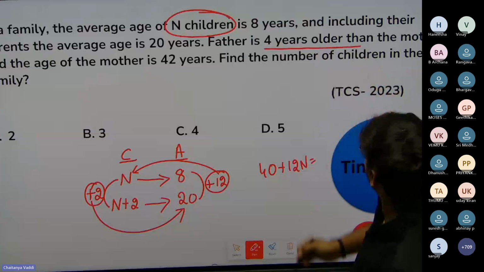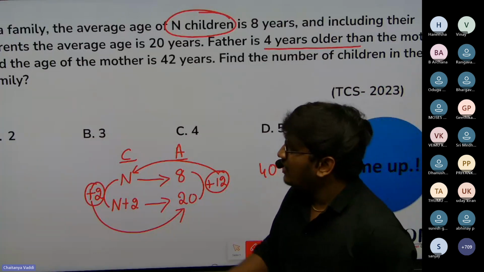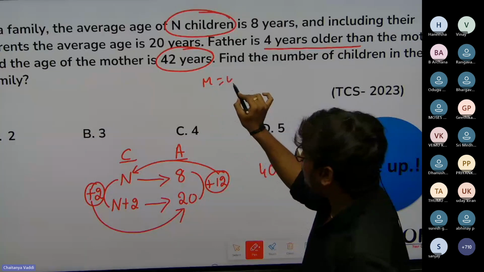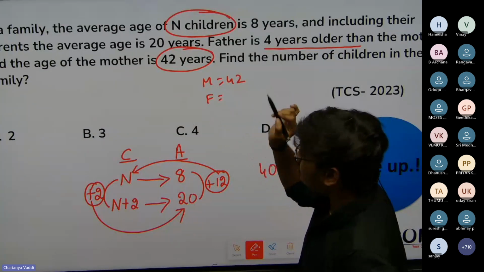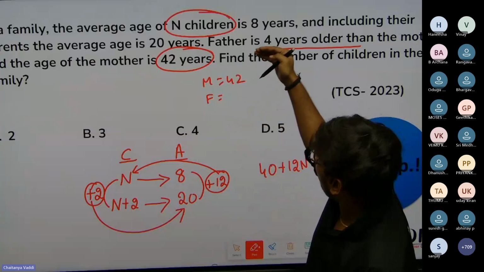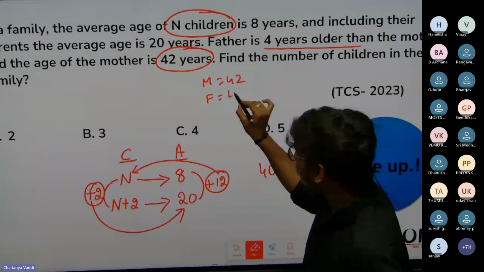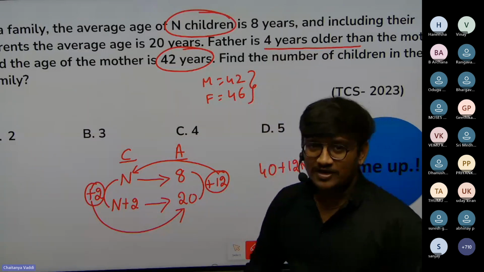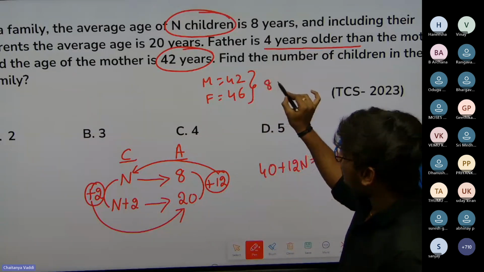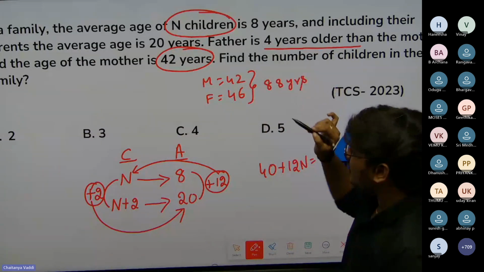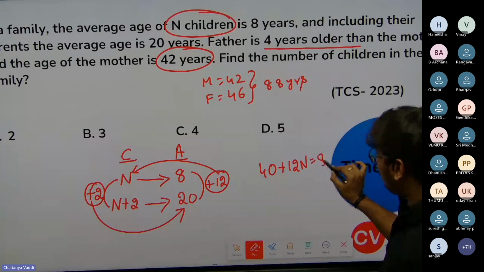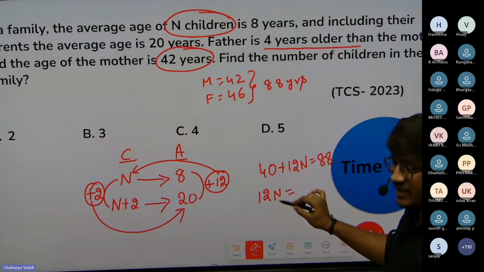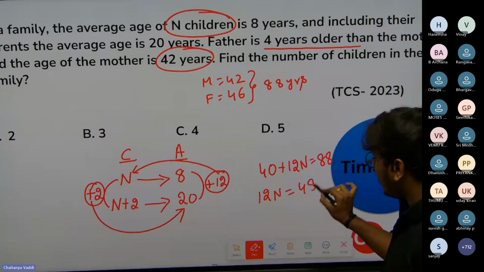They have given one more condition: the father is 4 years older than the mother, and the mother's age is 42 years. When the mother's age is 42, the father's age will be 4 years more than the mother, so obviously the father's age will be 46. Now the sum of those two persons, mother and father, is 88 years. So I am equating this with 88. Now 12n is equal to 88 minus 40, which is equal to 48.